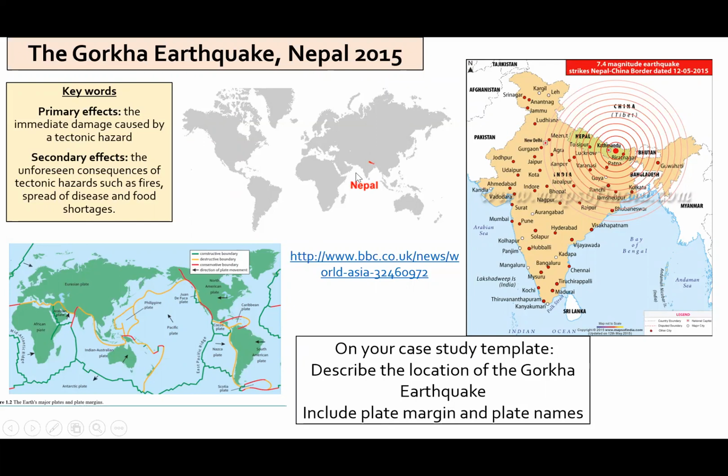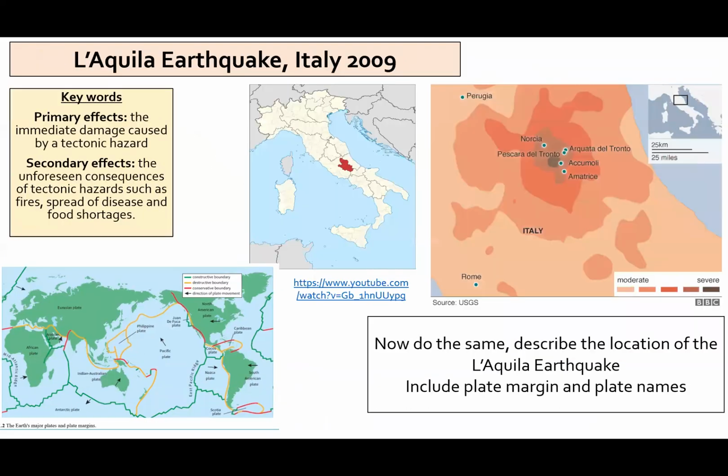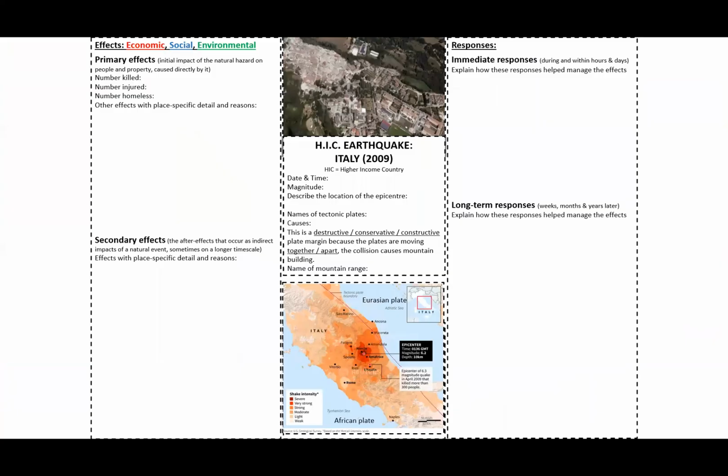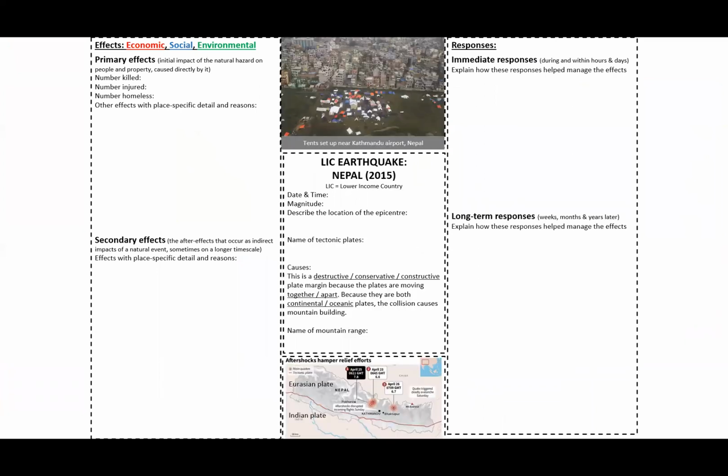So you can either draw your own template or you can print off the one I've got on Show My Homework, but you're basically going to fill in some key information. You can describe the location of the earthquake, including the plate margins and the plate names. So there's a quick video there that you can watch to help you. The template you can use looks like this. So this is the Nepal template. You need to fill in the key information and then record primary effects, secondary effects, immediate responses, long-term responses.